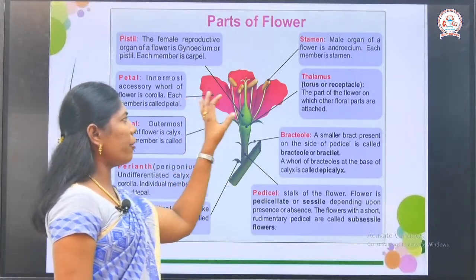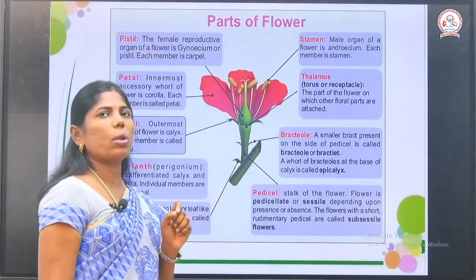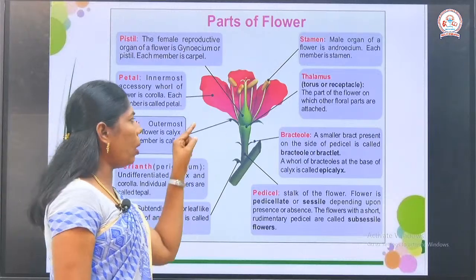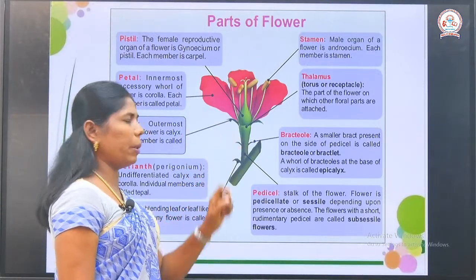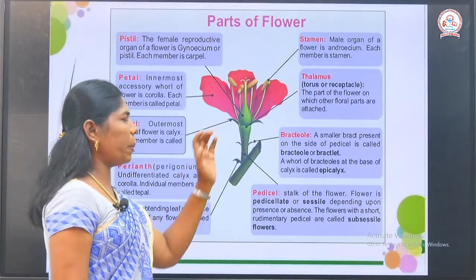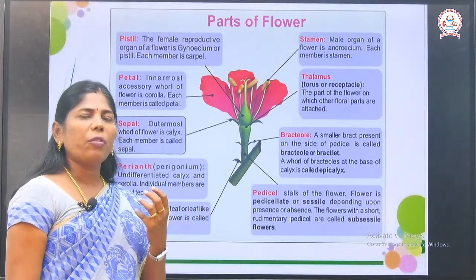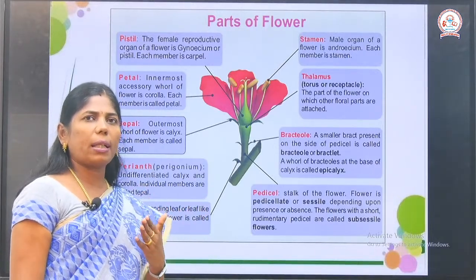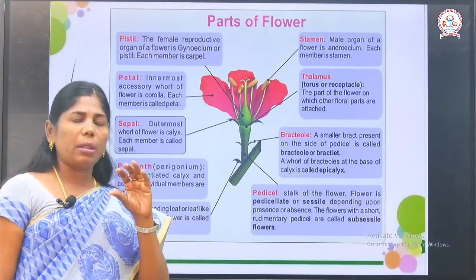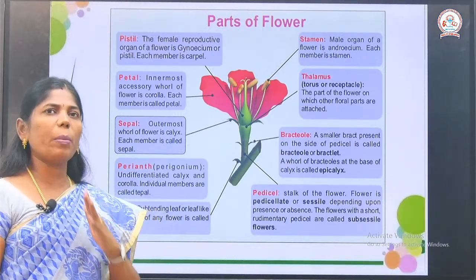It consists of 4 whorls. The 4 whorls arise from the thalamus or torus region. Thalamus is otherwise called torus or receptacle. All the floral parts arise from the tip of the pedicel, that is the thalamus, torus or receptacle. It may be 5 whorls or sometimes 4 whorls. Flowers with 5 whorls are considered pentamerous and those with 4 whorls are considered tetramerous.